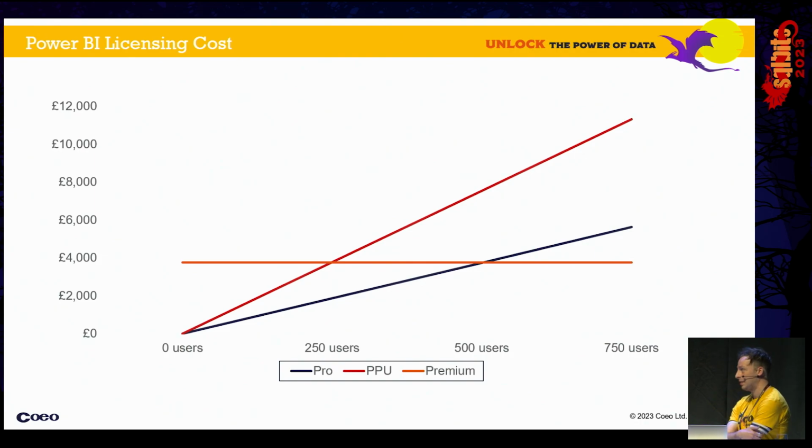It's licensing. There are 3 different types of licenses: Pro, Premium, and Premium per user. When to choose which one, there are 3 things that we look at. I think the most obvious one is on screen now, and that is the actual financial cost of it. You can see that there might be some insight into when to switch your licensing model based on the number of users that you've got. But another thing that we want to consider is capacity.